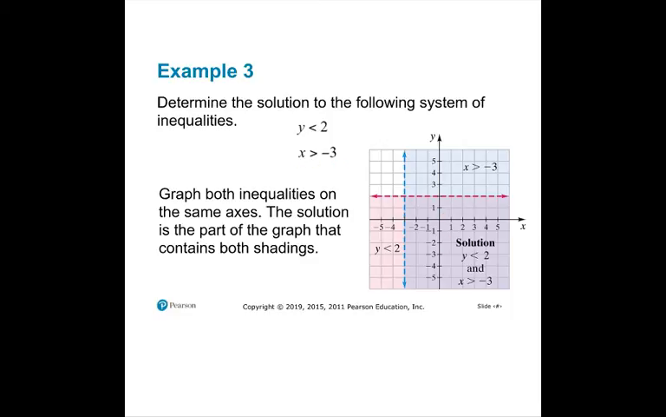So to the bottom of the first line and to the right of the second line, and then they overlap in this purple region here. So anything that's purple is going to be true. Anything outside the purple will be false in this case.